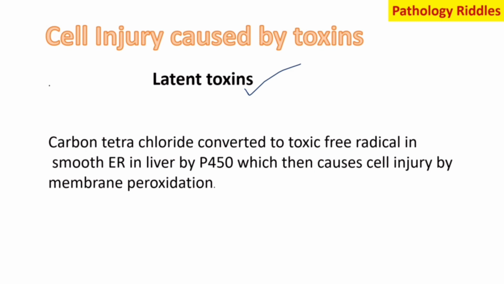For example, carbon tetrachloride is converted to a toxic free radical in the liver, in the smooth endoplasmic reticulum, by P450 enzyme. And this toxic free radical will cause cell injury by membrane peroxidation, and we know it can damage the proteins as well as the DNA. So this is how toxins cause cell injury.